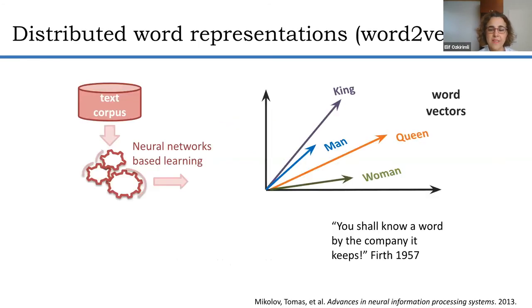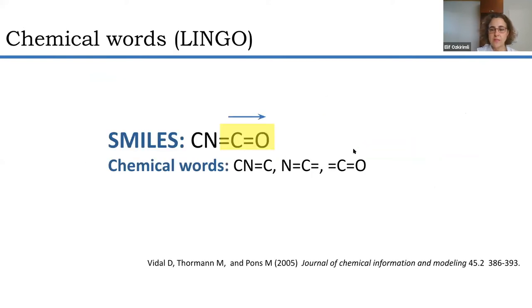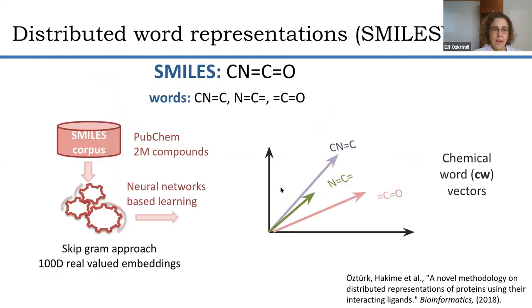Now that I have the words, I can use distributed word representations, word2vec, to project those words onto a vector space. Maybe you've heard of this: you shall know a word by the company it keeps. This is based on the analogy games that we played in school: king is to queen as man is to woman, by Mikolov. With a similar idea, taking the SMILES corpus from PubChem, and neural network-based learning with SkipGram and 100-dimensional real-valued embeddings, we can project these words onto chemical word vectors. This paper was published in 2018 and we call it SMILES-VEC.